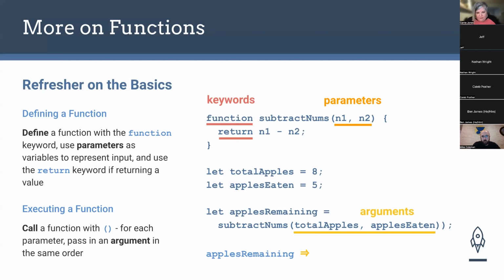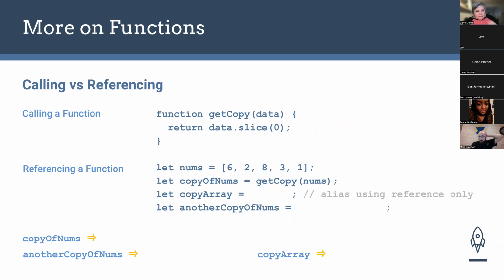So here's an example of arguments. We have defined a function at the top, subtractNums, that takes two numbers and returns the difference. So we have these variables, totalApples and applesEaten. And we decide that we want to plug these numbers into our function, and we're going to store the result, the value that comes back from that function, in this new variable, applesRemaining. So what would we expect that value to be? 3. Yep, you got it. Pretty straightforward, right? So this is what you guys have learned. This is basics of functions. So now we're going to talk about additional ways to work with functions.